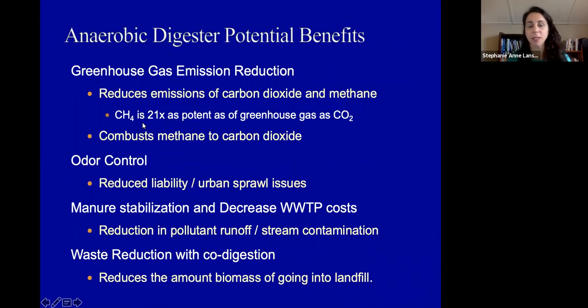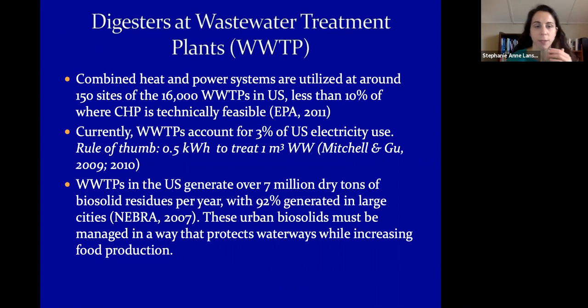Again, methane is a very potent greenhouse gas, and this reduces the amount of methane emissions. We actually capture that methane and use it as energy. It controls odor. We stabilize manure, and we decrease wastewater treatment costs. And then if it's co-digestion, we can actually reduce the amount of food waste going to landfills.